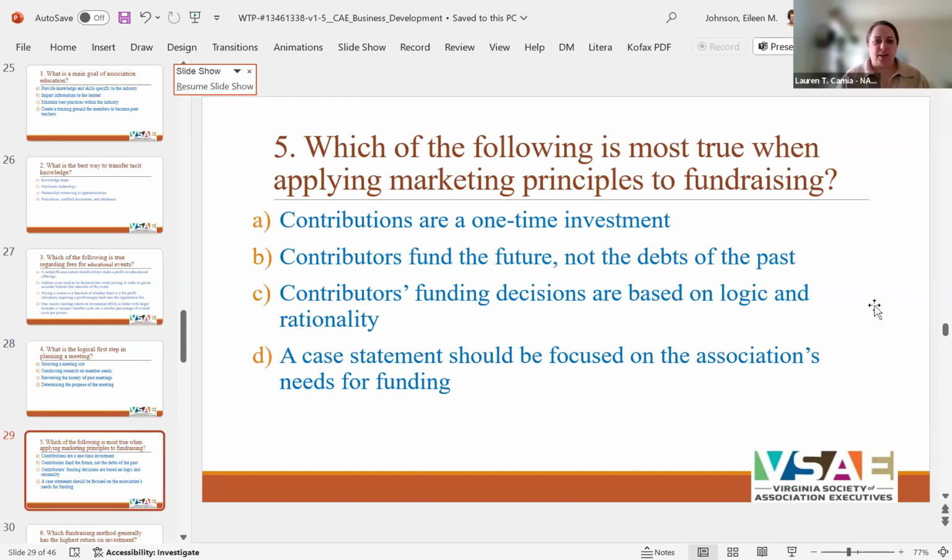All right, which of the following is most true when applying marketing principles to fundraising? A, contributions are a one-time investment. B, contributors fund the future, not the debts of the past. C, contributors' funding decisions are based on logic and rationality. D, a case statement should be focused on the association's needs for funding.